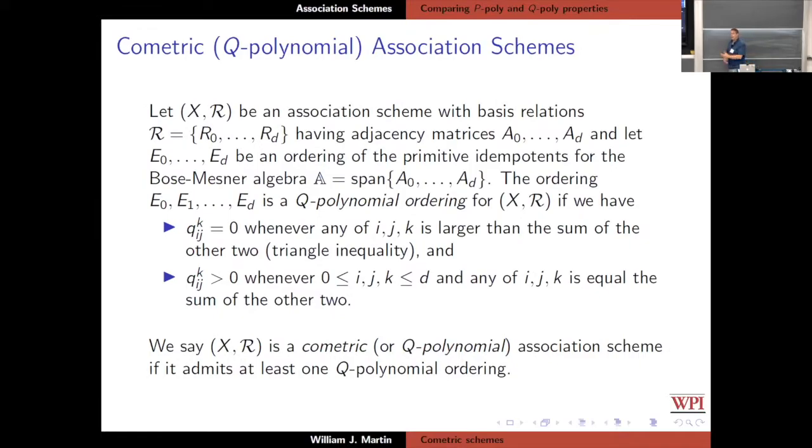But if you dualize those parameters, if you instead say, let's just replace P's by Q's, we take this ordering of the primitive idempotents, E_0 up to E_D, and we call that a Q-polynomial ordering if Q_ijk is 0 whenever one of the parameters is larger than the sum of the other two, and Q_ijk is non-zero if one of them is exactly the sum of the other two and still inside the range 0 to D. So we've just dualized, and this is due to Delsarte. I mentioned this yesterday. Just dualize the P-polynomial property and see what happens.